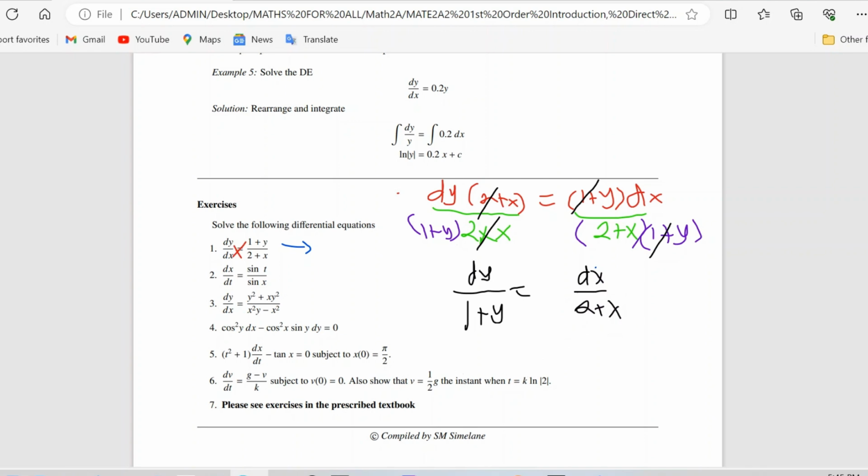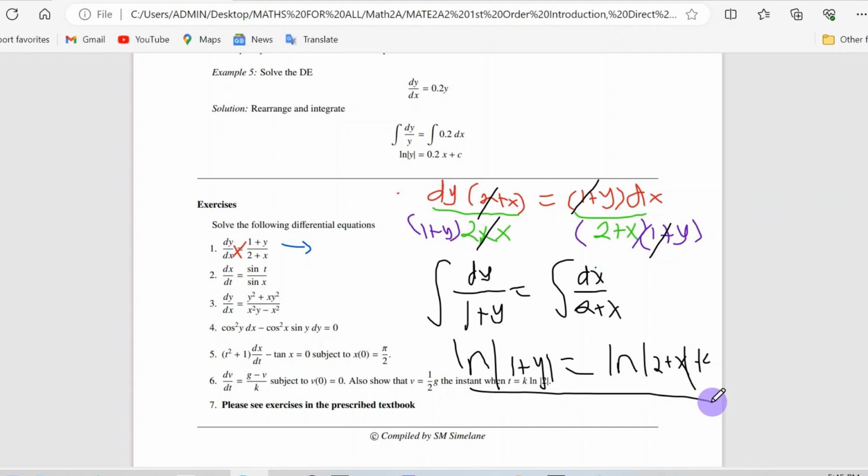Now we have nothing to manipulate. dy is with y because they belong together, and x is with x because they belong together. Now we need direct integration. Then ln(1 plus y) is equal to ln(2 plus x) plus c. Simple as that. This is how you should solve it. Right, now let's go to number 2.